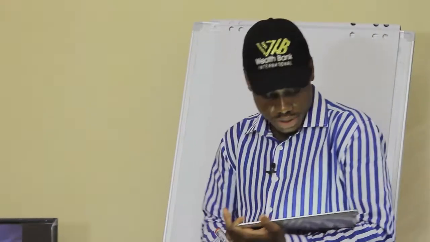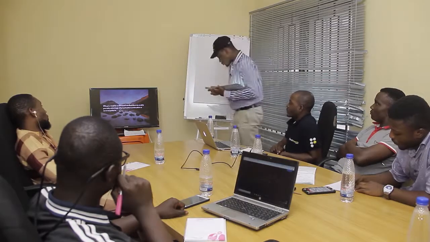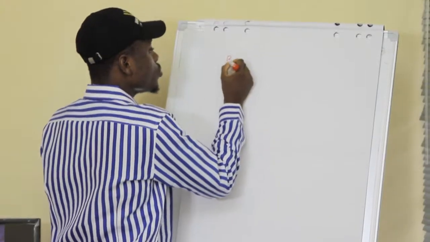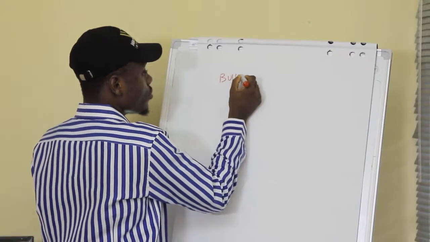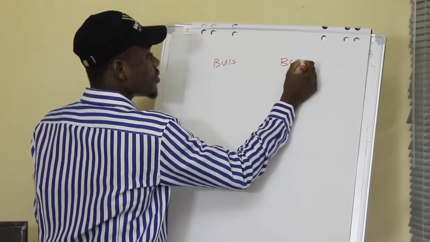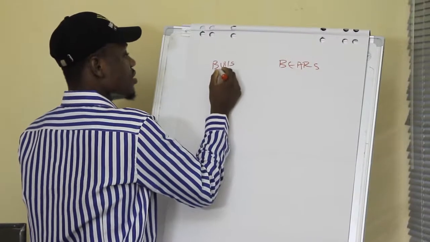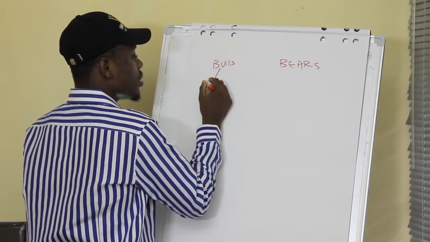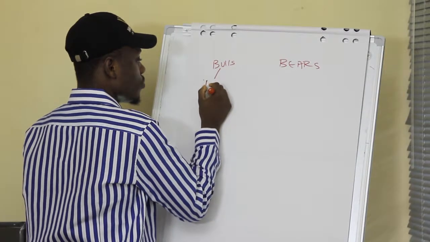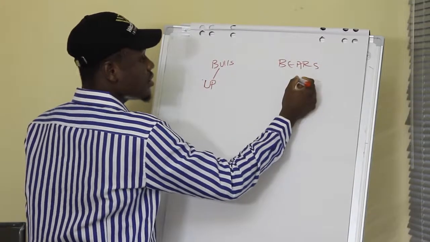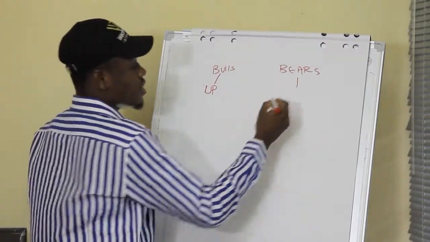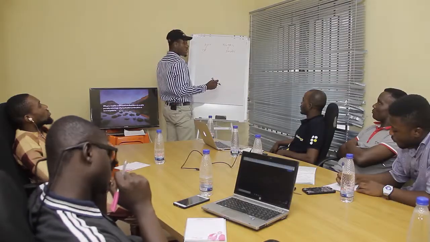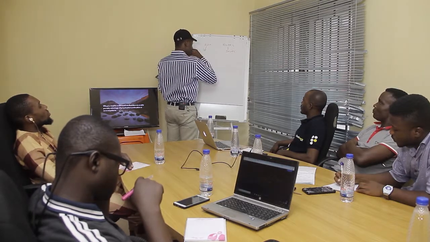So let's move forward. As I explained, let me make that into something visible. The bulls. Then we have the bears. Another name for the bulls is up. Another name for the bears, when they say something is moving bearish, they're simply saying that the market is going down. Okay? So we have the bulls and the bears.